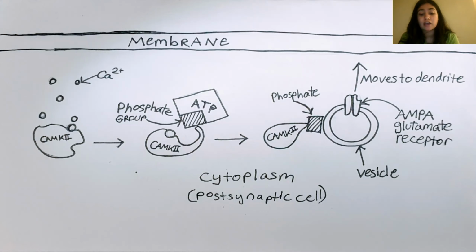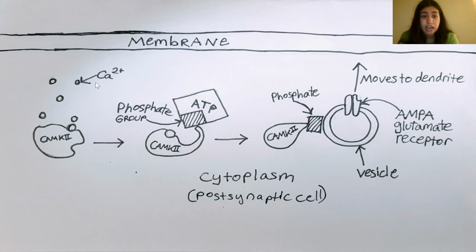And the mechanism of how it does this is when calcium ions flow through an NMDA receptor and enter a cell, the ions bind to an enzyme called calmodulin-dependent kinase 2, but you just need to think of it as CAMK2. You don't really need to know the name.